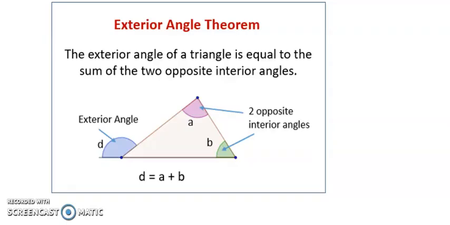Another theorem we're going to look at today is called the exterior angle theorem. What that's trying to get you to do is to realize that the two remote interior angles, those are the two angles way on the inside here, are actually equal to the exterior angle outside. So this says that the exterior angle, D, is equal to the sum of the two opposite interior angles, sometimes called remote interior angles. Let's take a look and see what that looks like.